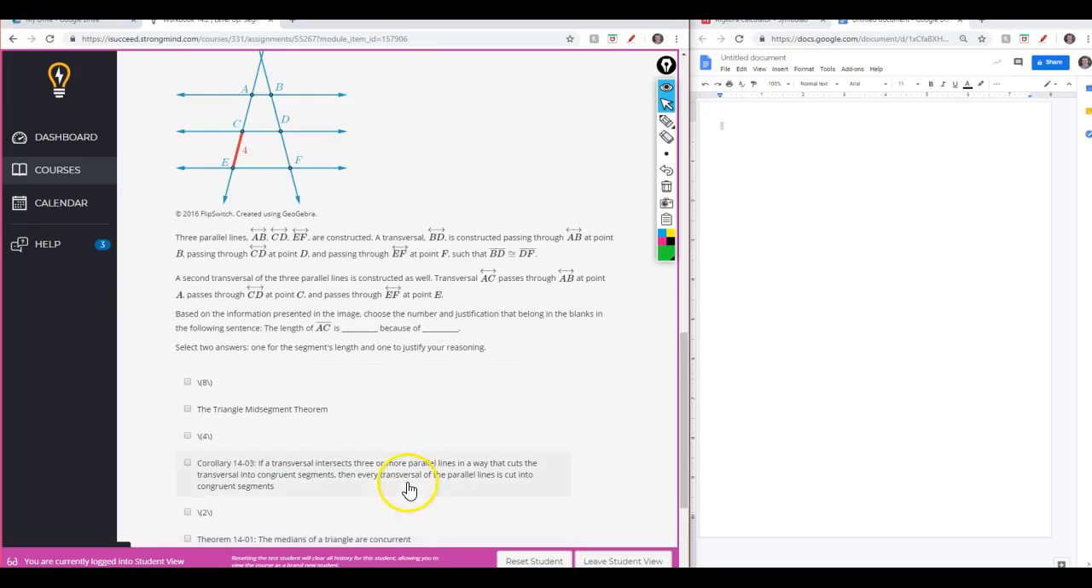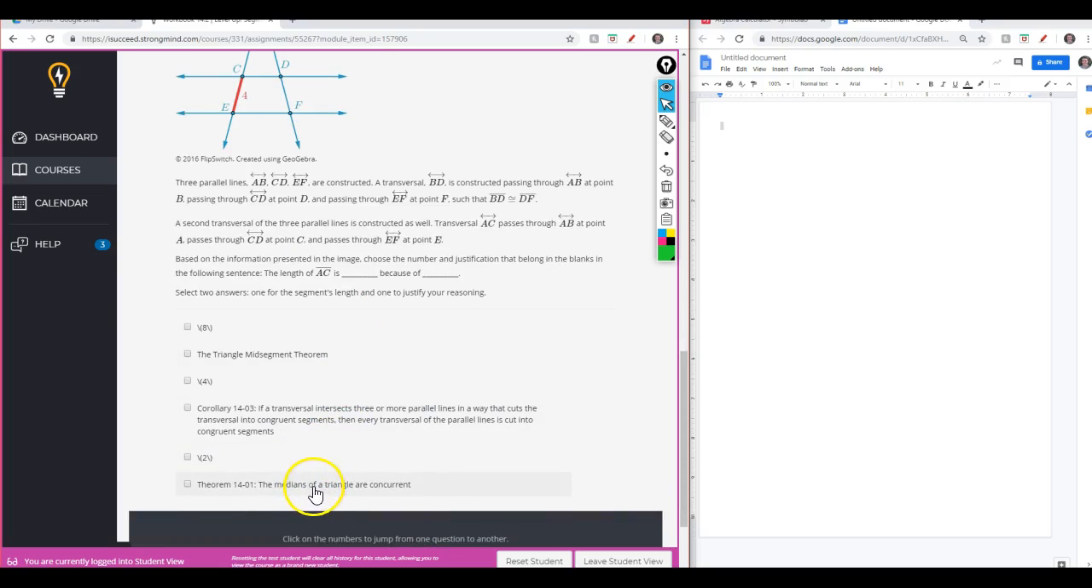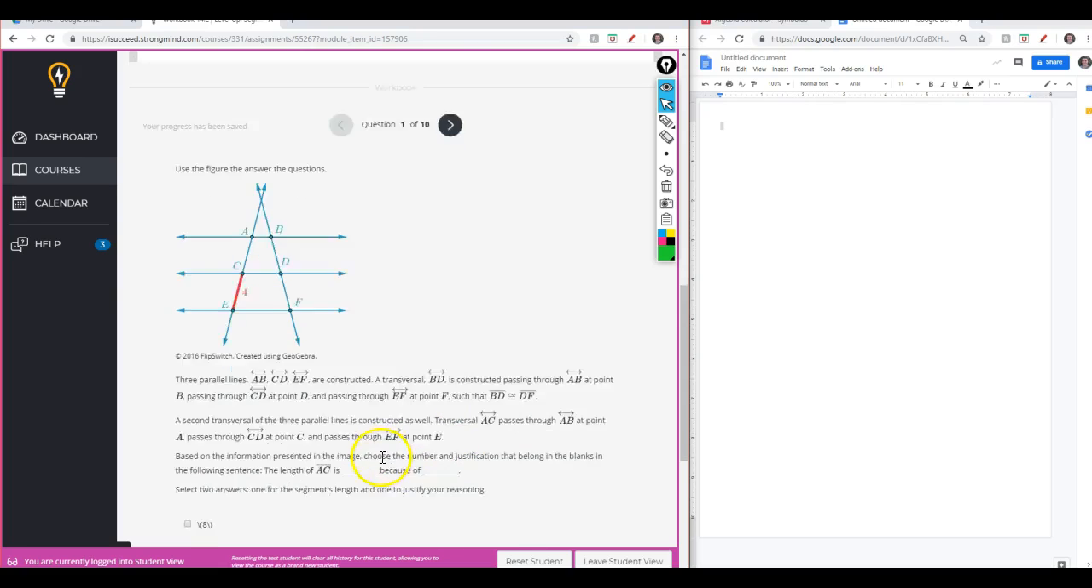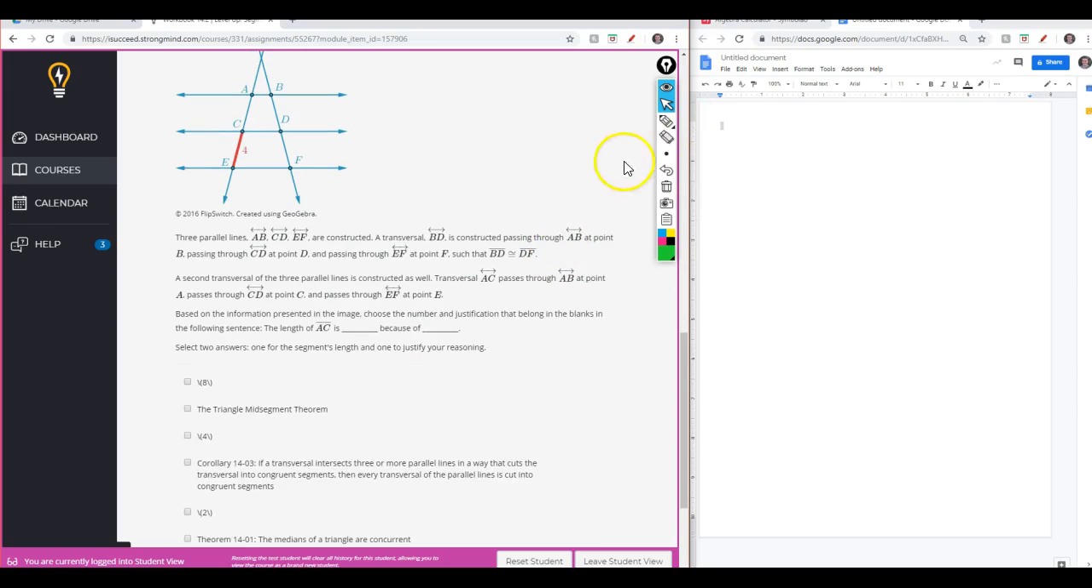Okay, well, it's not talking about mid-segment anywhere in this. It's not talking about medians of a triangle anywhere in this. It does mention a lot of transversals, and it does give that this transversal right here, transversal BD, cuts it so that BD is congruent to DF. So BD is congruent to DF. That gives us this first part.